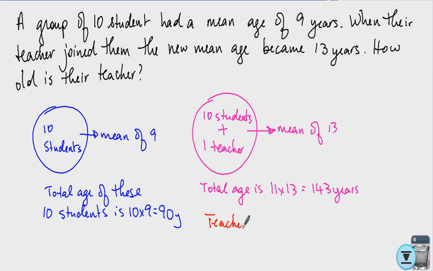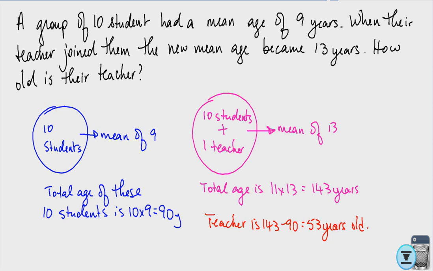So the teacher is 143 minus 90. The teacher is 53 years old. Okay? So these are three different problems. The first one was very easy. It's normally a mental problem where you need to find the mean of a group of values. But the other two examples were different, where I gave you the mean and we had to work using that value. So that's the mean.